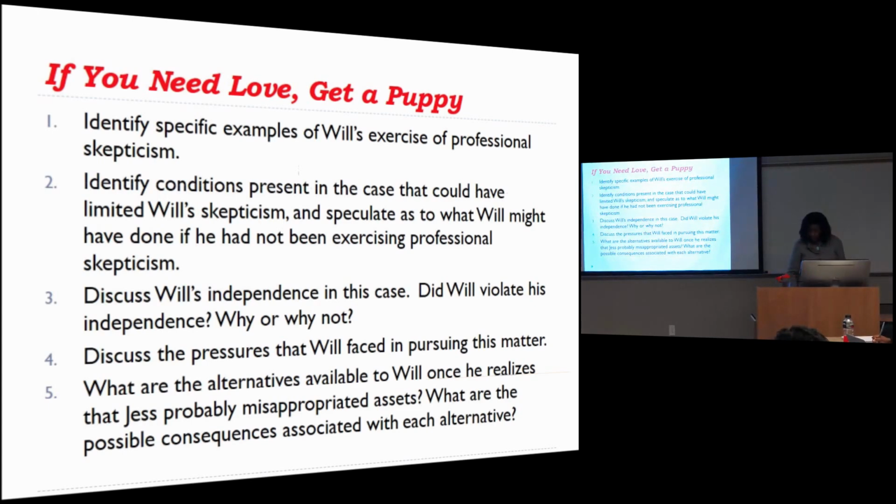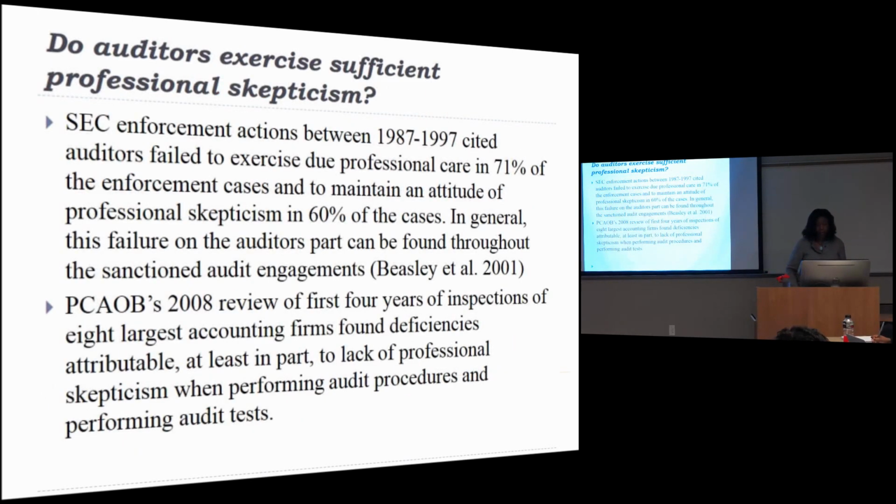Right. Let's just wrap up here with professional skepticism. So just some case facts. SEC enforcement actions against auditors between 1987 and 1997 cited that in 71% of the cases, auditors failed to exhibit professional skepticism or maintain an attitude of professional skepticism.